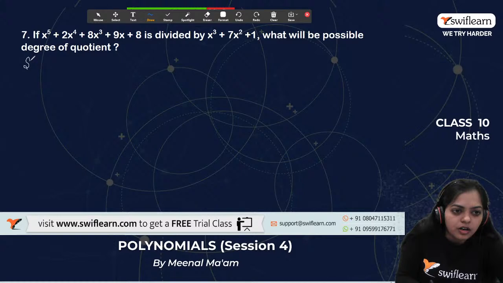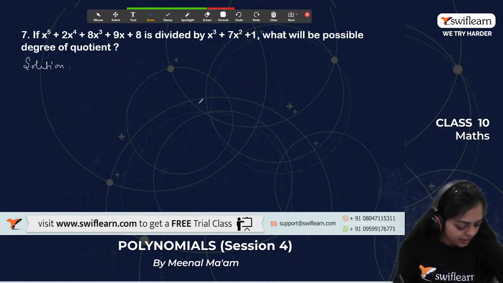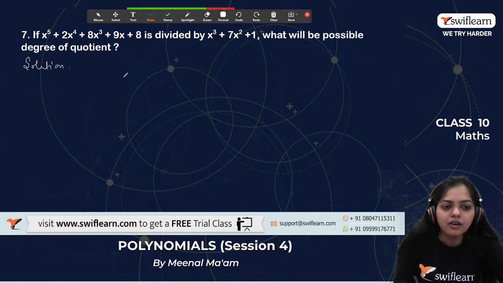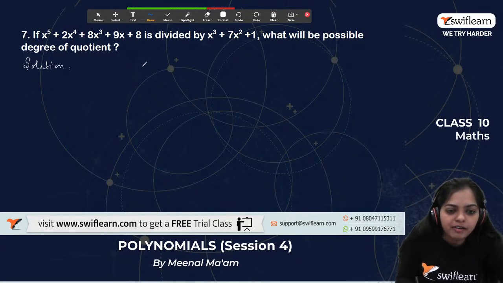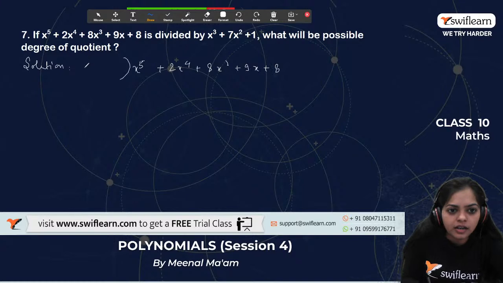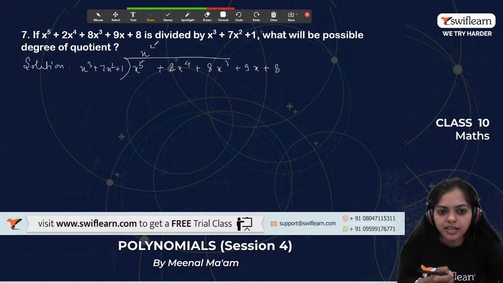All right, so I think you all are solving and I will give you the options. So Disha, you are saying the answer is 2. What will be the possible degree of quotient is 2. All right. So see here, my polynomial is x raised to the power 5 plus 2x raised to the power 4 plus 8x cube plus 9x plus 8, and I have to divide it by x cube plus 7x squared plus 1. See here, what I have to multiply with x raised to the power 3 to make it x raised to the power 4? The possible value is x square.